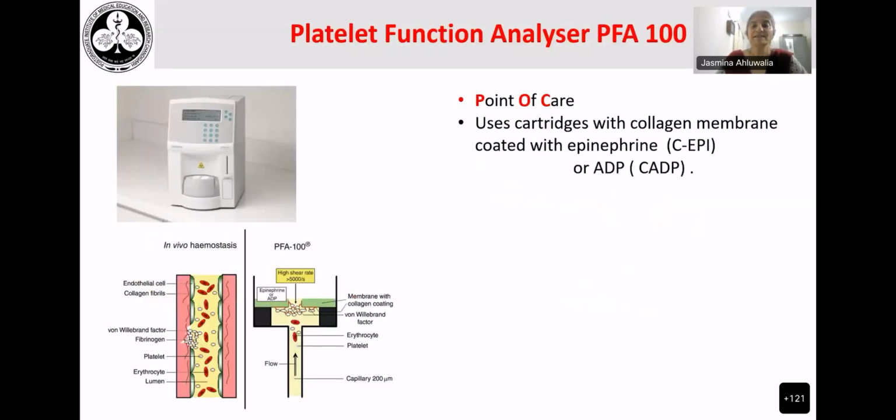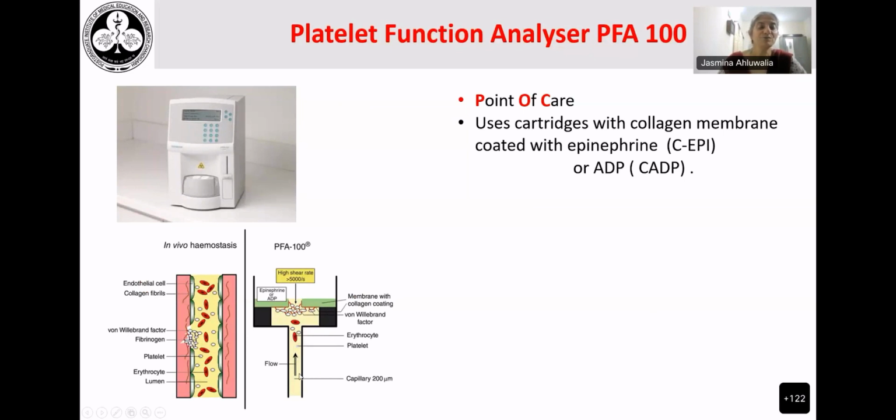So there is a point of care instrument now available called the Platelet Function Analyzer 100, which can be used for assessing bleeding time by the bedside. And in this machine, we take a citrated blood sample and put it into the machine, which has a cartridge. This cartridge is coated with a membrane made of collagen, and the membrane collagen is coated by another layer of either ADP or epinephrine.